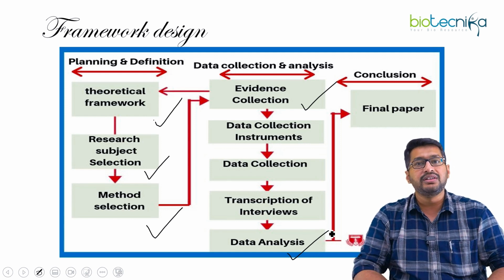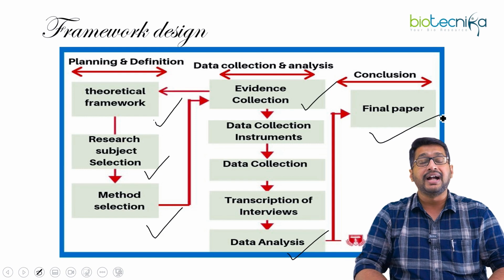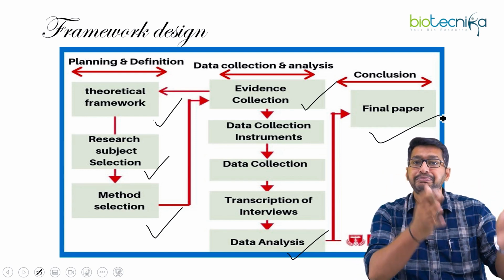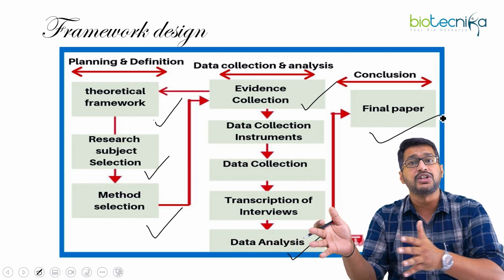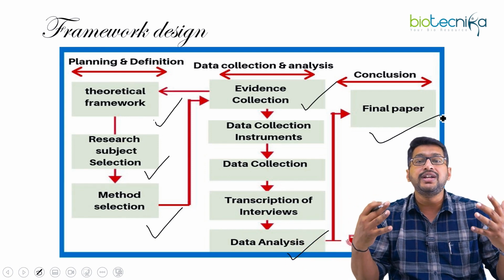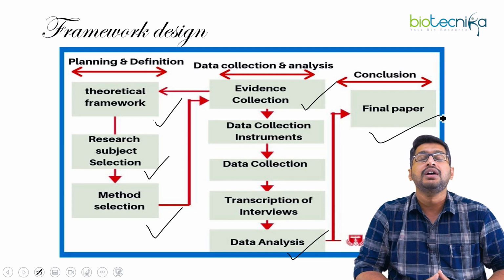Now, once you are done with this, finally, you have your paper. And your first paper should represent your first objective. Second paper should represent your second objective. So, knowingly or unknowingly, you are actually creating your PhD thesis.